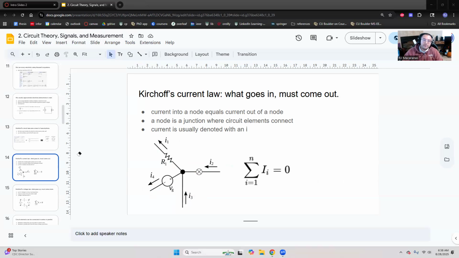But the idea here is we have I2 and I3 going into the node. So we can write I2 plus I3, and we have I1 and I4 going out of the node, so we can subtract the sum of those guys, I1 plus I4. And in principle, this should equal zero, right? I'm adding up all of the currents going in and out of the node. What goes in must come out, so that should just equal zero.